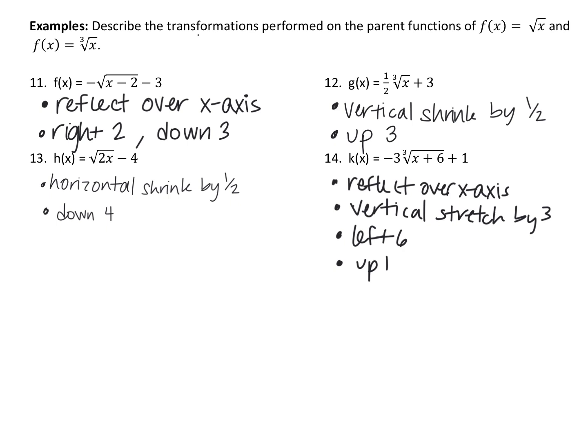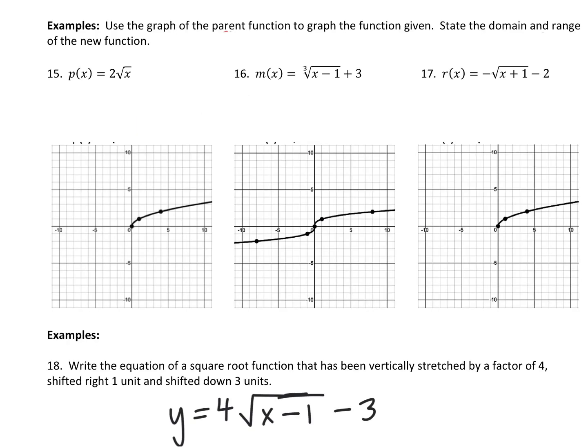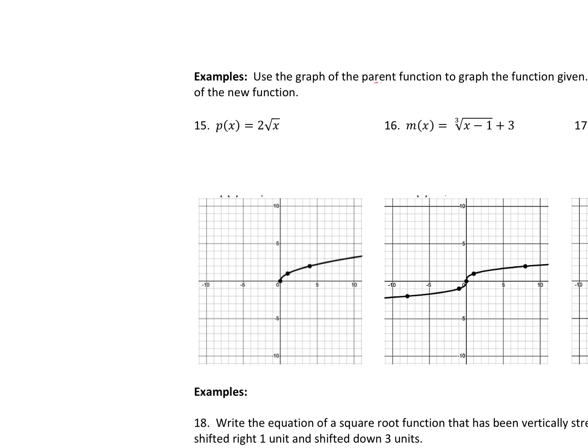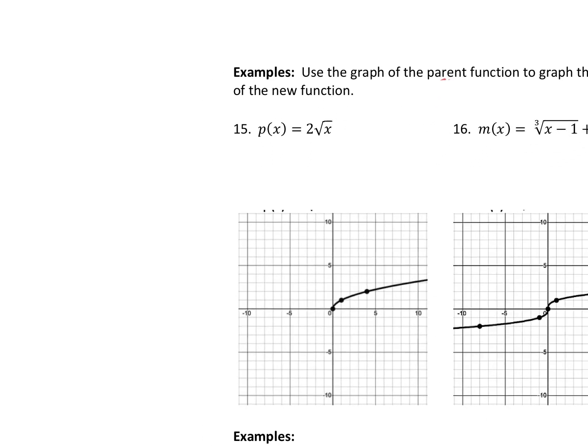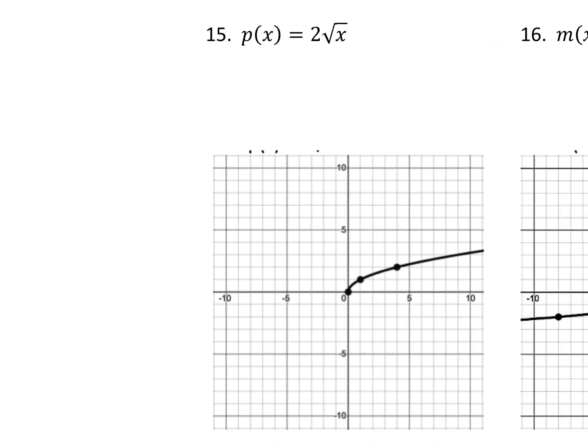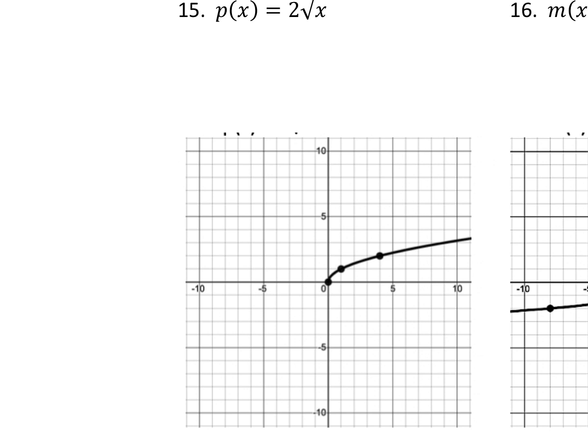We're doing some stuff with graphs. This is something we've done from last semester. Using the graph of the parent function, we'll graph the new function that's given. Look at number 15, and let's just list out what transformation is happening. I have an a value of 2 out in front. So what's it going to do? Yeah, it's a vertical stretch by a factor of 2, meaning it's going to get narrower.